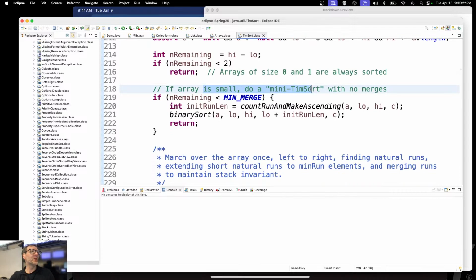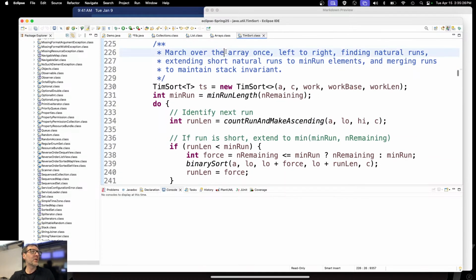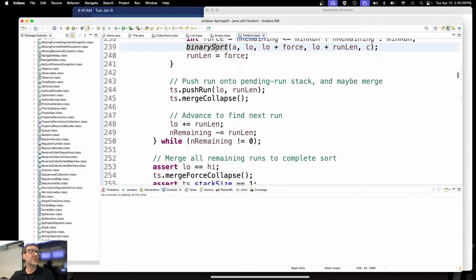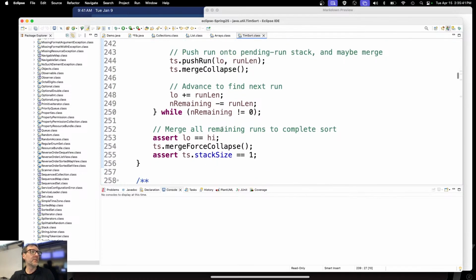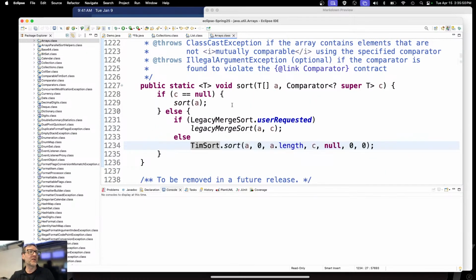If the array is too small, do a mini Timsort with no merges. And then it scans over the array once, left to right, finding natural runs, like I said, things that are already pre-sorted, extending short natural runs to min run elements and merging runs together, stack invariant, and so on. It's doing some binary sorts. And then it merges all remaining runs to complete the sort. So it's finding all these runs and then merging them together somehow. You can take a look at that later if you want.